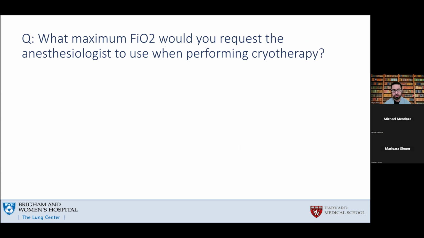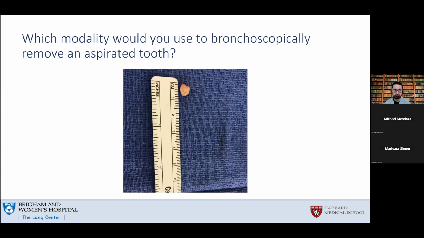Okay, next question. What maximum FiO2 would you request the anesthesiologist to use when you're performing cryotherapy? That is a trick question. There is no FiO2 that is contraindicated when you're performing cryotherapy. Cryotherapy is a cold therapy, not a hot therapy. There is no risk of airway fire, so you don't have to communicate with the anesthesiologist about a certain FiO2 setting in that case.